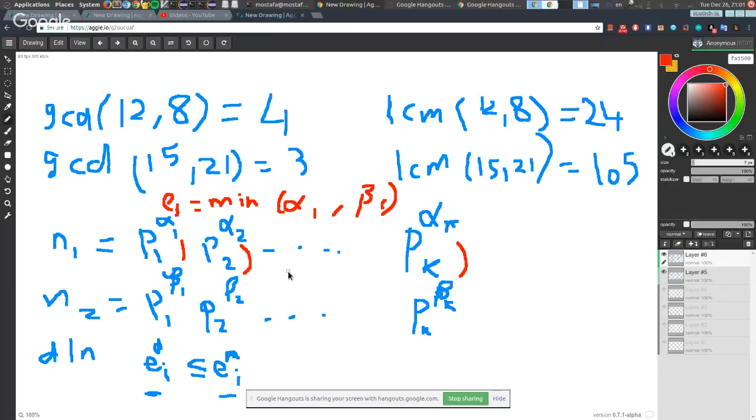We want the minimum power that is greater than or equal to both alpha and beta. So basically it's the maximum in the case of the LCM. Here I'll call it the dash exponent. It's the maximum of alpha and beta. So this is one of the relations, or one of the ways to compute the GCD and the LCM.